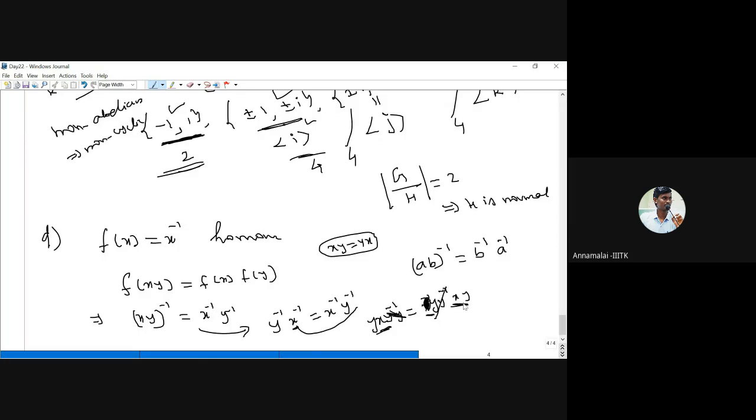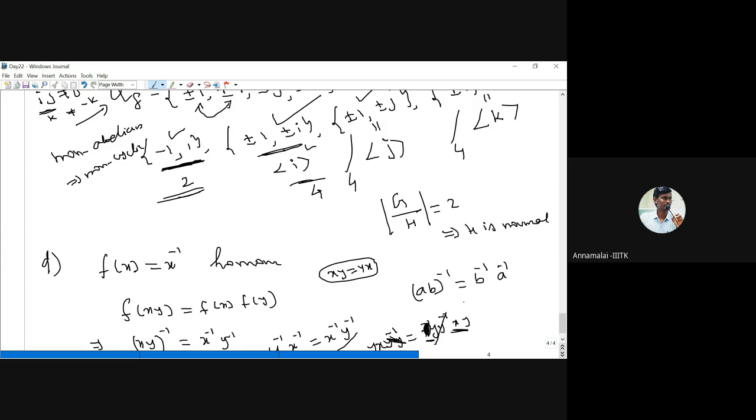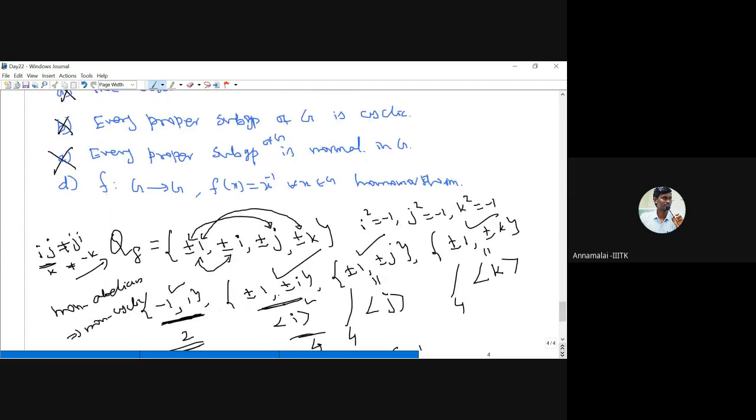Therefore, f of x equal to x inverse is a homomorphism if and only if G is an abelian group. This is very important here. If G is abelian, then this function is a homomorphism. If G is not abelian, x goes to x inverse is not a homomorphism. It is a homomorphism only when the group is abelian. Therefore, from this condition, we can say G is an abelian group. It's a very important function.